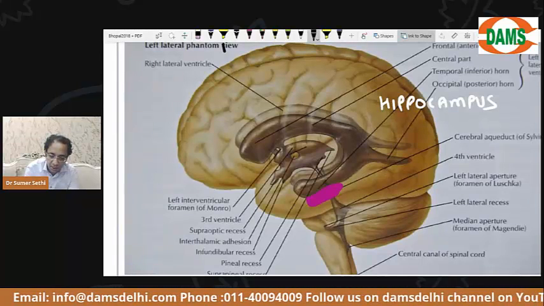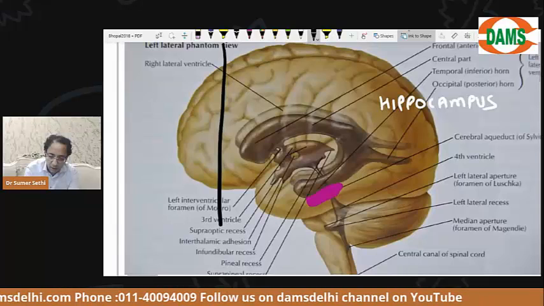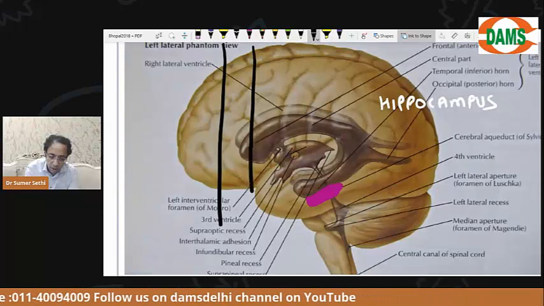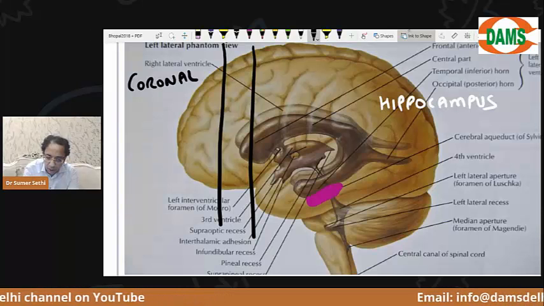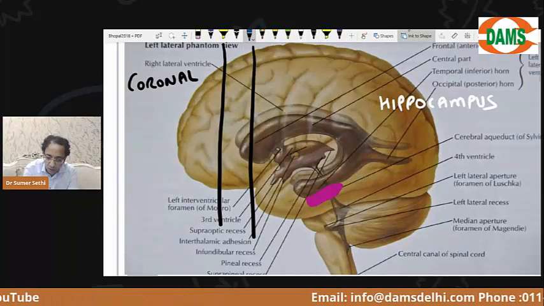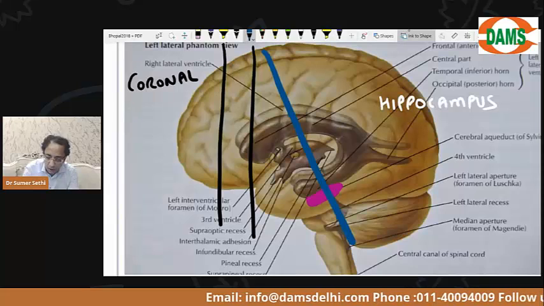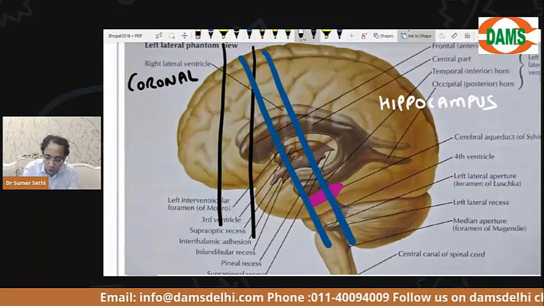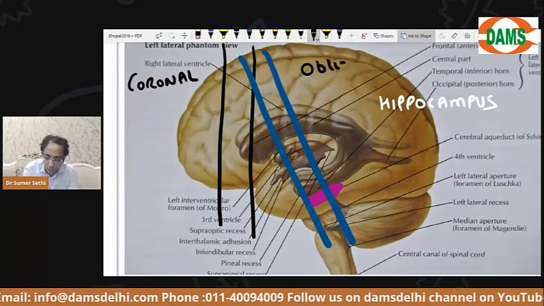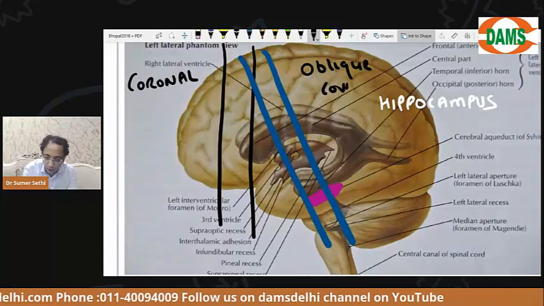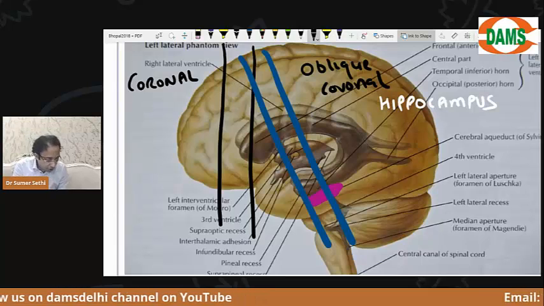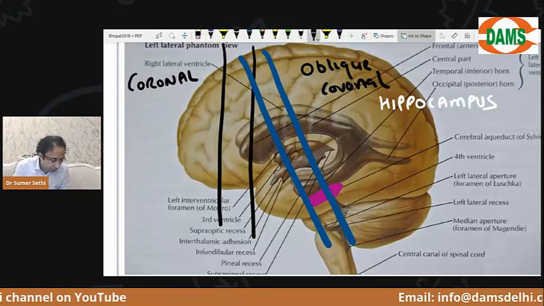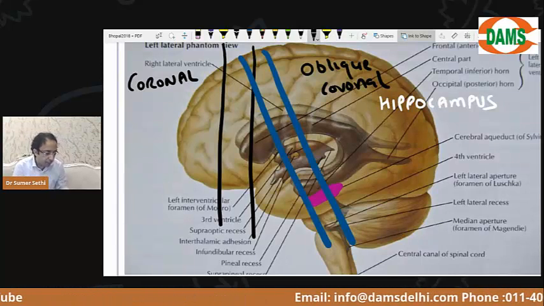If I take a section like this, what section is this? Coronal. Okay. And if I take a section like this, what section is this? This is oblique coronal. Okay.